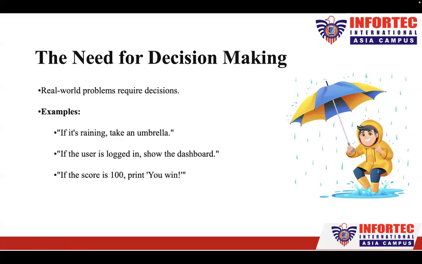Score is 100, then print "you win". So these are decisions. You check a condition. If that condition is true, you're supposed to do that thing.